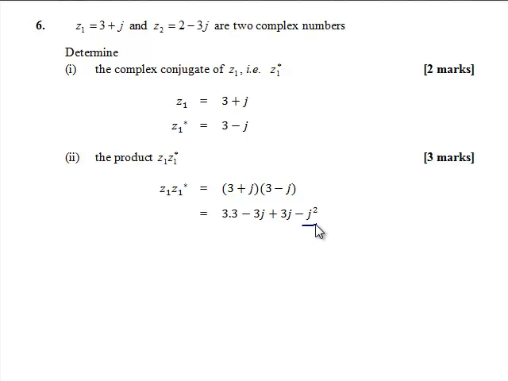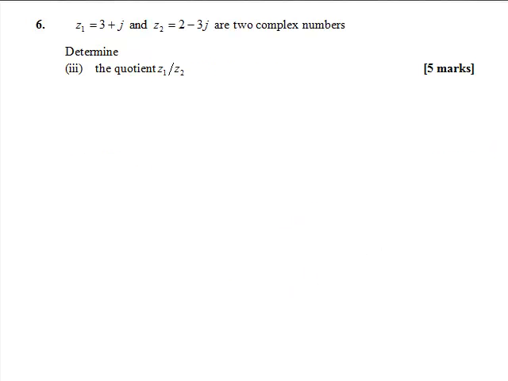j squared is equal to minus 1, so minus j squared is equal to 1. 3 squared is 9, so that's 9 plus 1 is 10, and we've got a minus 3j and a plus 3j, so they cancel each other out. So 9 plus 1 equals 10, and that's the product of a complex number by its conjugate. The key issue here is that when you do this, you will always end up with a real number.